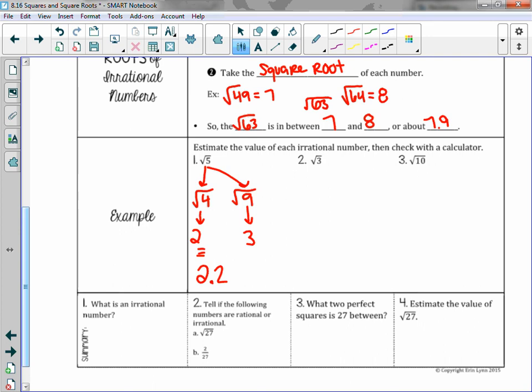There is a way to estimate it even further, but after this unit you're getting calculators. So as long as you can tell me on what side of the half it is, that's fine. Why don't you try number 2 and number 3, and after we check those, I will let you start your homework.